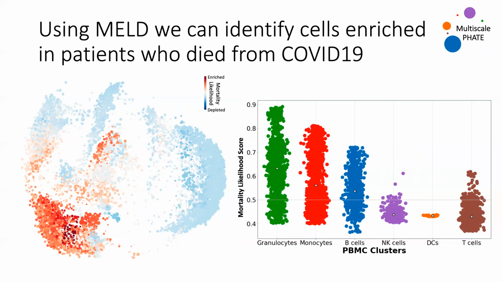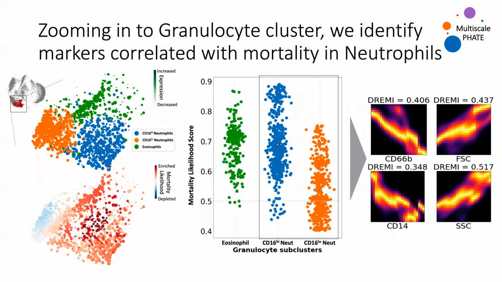Higher mortality scores, or greater enrichment in patients that died, are visualized here in darker red, while cells more enriched in patients that survived are in blue. The analysis here helped us identify the granulocyte population, shown in green, as most enriched in patients that died from COVID-19. Further analysis in the granulocyte cluster identifies two subsets, eosinophils and neutrophils, and within the neutrophil population, two further subsets, CD16 high neutrophils and CD16 low neutrophils.